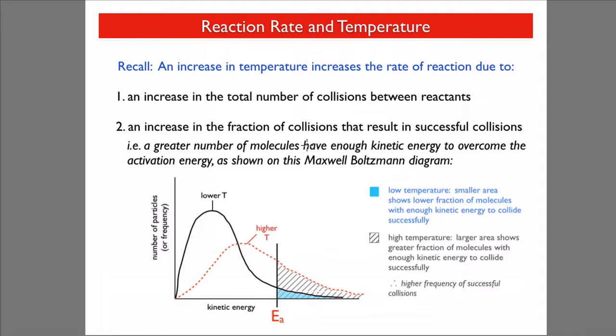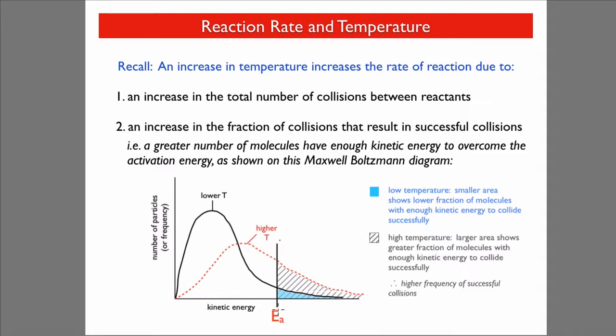If you recall, an increase in temperature increases the rate of reaction due to two things. Firstly, an increase in the total number of collisions between reactants, and more importantly, an increase in the fraction of collisions that result in successful collisions. In other words, a greater number of molecules have enough kinetic energy to overcome the activation energy, as shown on the Maxwell-Boltzmann diagram below. At the lower temperature, you have far more particles with lower kinetic energy, and at higher temperatures you have more particles with more kinetic energy.